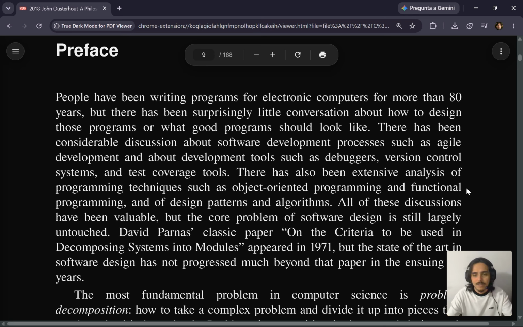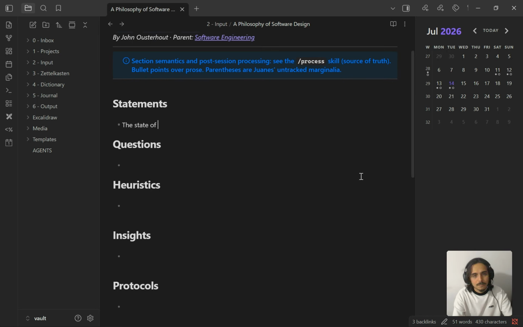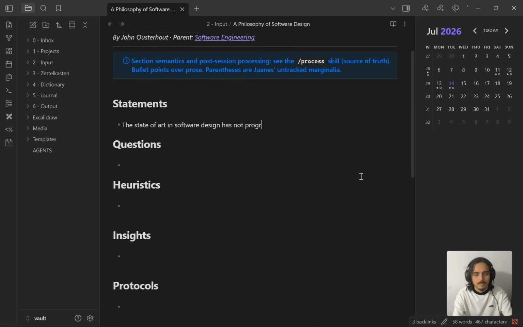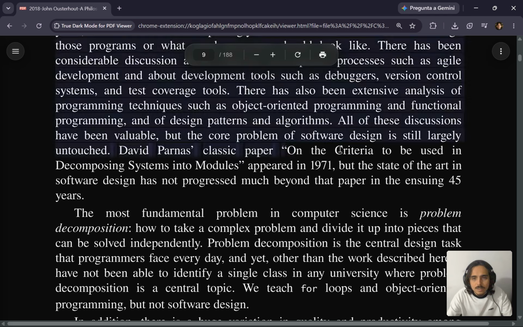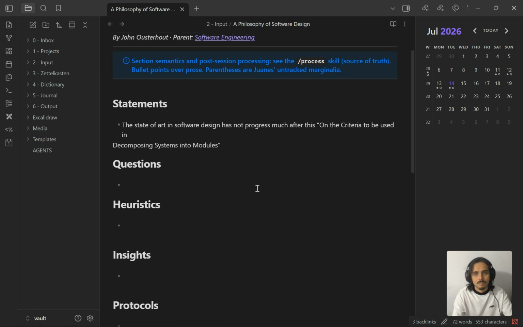Okay, so this is the first big important statement of the book. The state of the art in software design has not progressed much beyond that paper in the ensuing 45 years. So I'm going to write down: state of the art in software design has not progressed much after this paper.